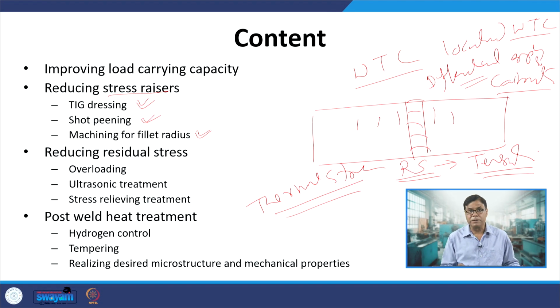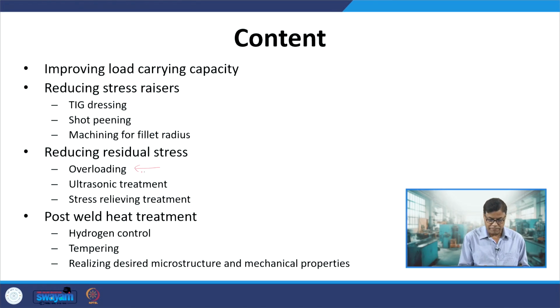it becomes important to reduce or eliminate the residual stresses from the weld joint, so that the performance of the weld joint can be enhanced. So, various methods are used for this purpose. One is overloading. Okay, overloading, where we load beyond the yield point, so that the locked in strain is relieved, or ultrasonic treatment is given, where the resonant frequency is identified and then vibrations are given accordingly in order to relieve the locked in strain, or the stress relieving heat treatment is done.